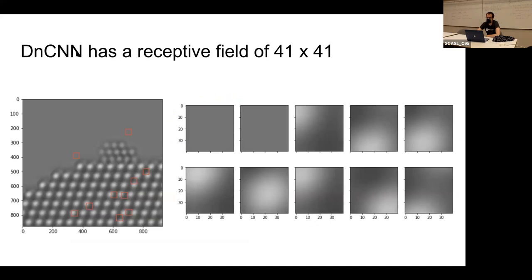Okay, these red squares show you how big the receptive field of the DnCNN is. The issue here is that there's a lot of structure, like periodic structure, that you're not going to be able to capture in this way, because you're looking at just a small number of pixels. So what did you do then, Shreyas?